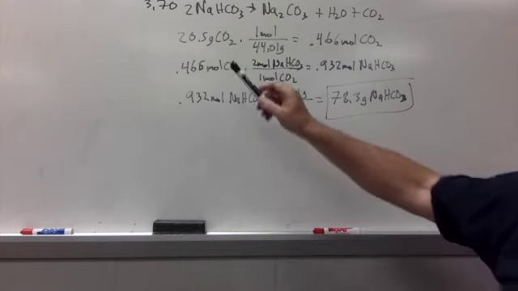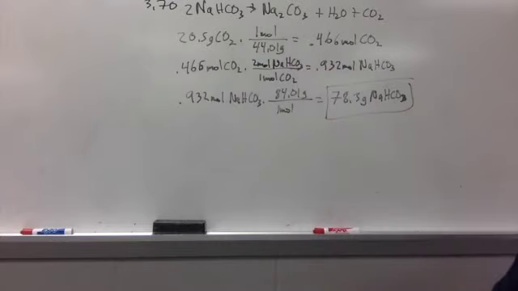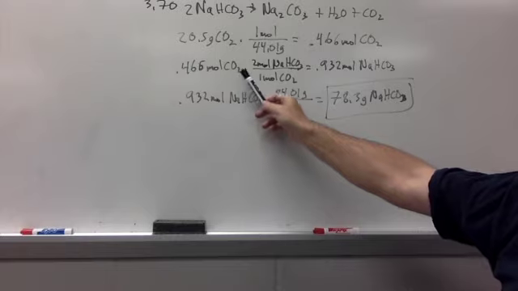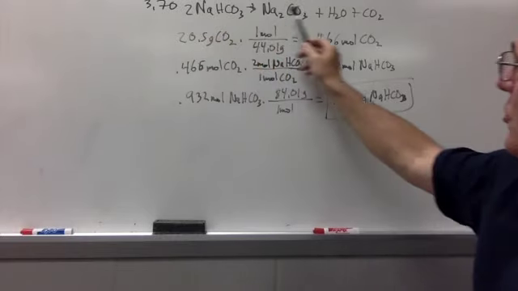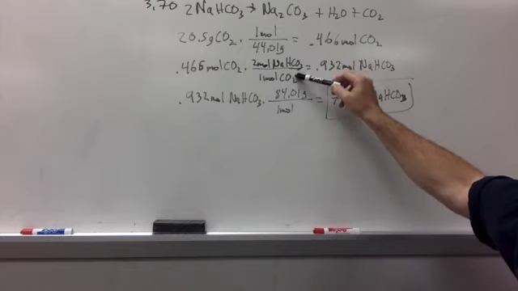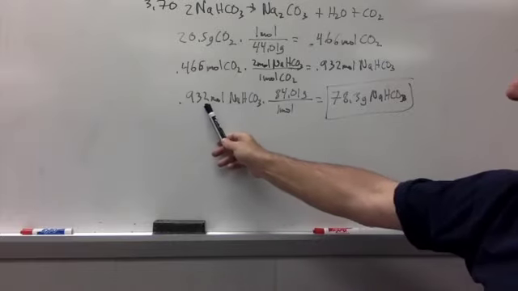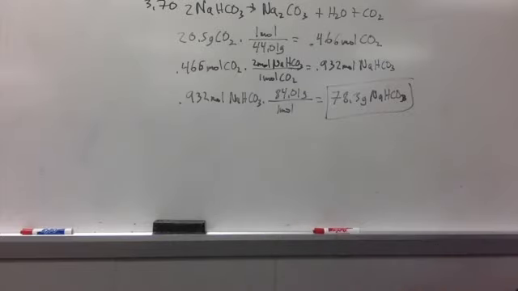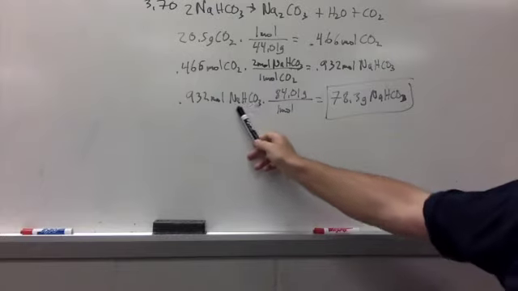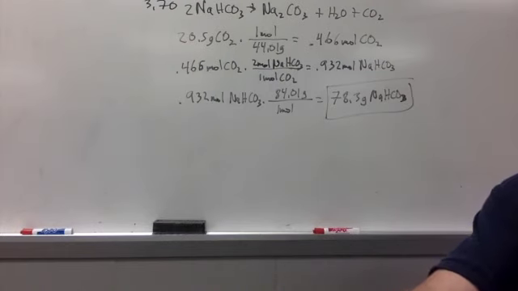So starting with the 20.5 grams of carbon dioxide, I changed it to moles, got 0.466. I took the moles of carbon dioxide times the 2-to-1 ratio for sodium hydrogen carbonate to carbon dioxide, got 0.932 moles of sodium hydrogen carbonate. And then in the last step, I changed moles to grams by multiplying by the molar mass of NaHCO3, which is 84.01 grams. And I got 78.3 grams NaHCO3.